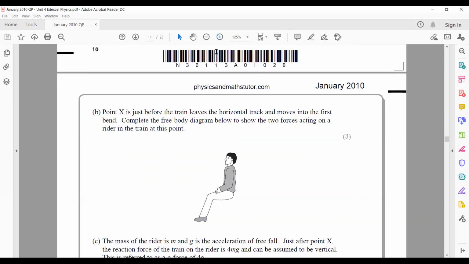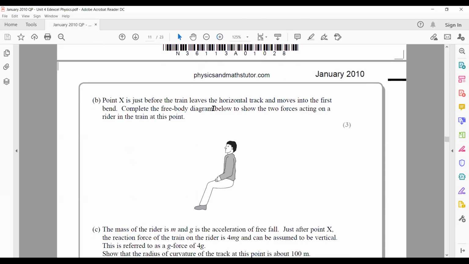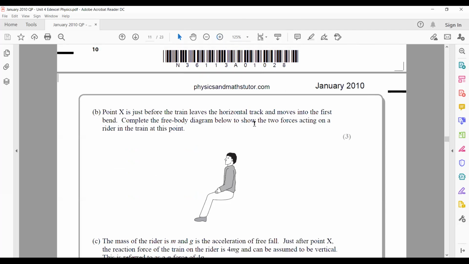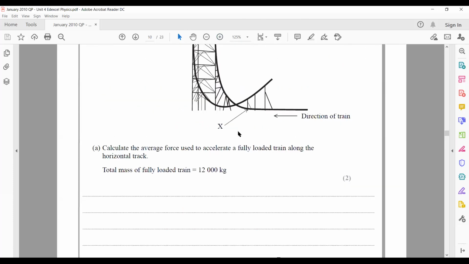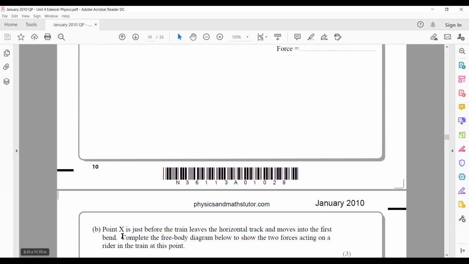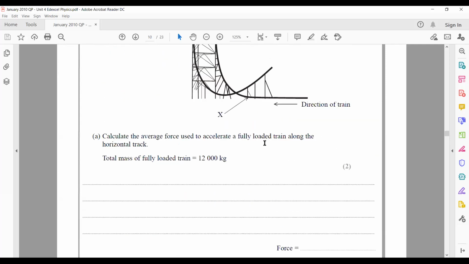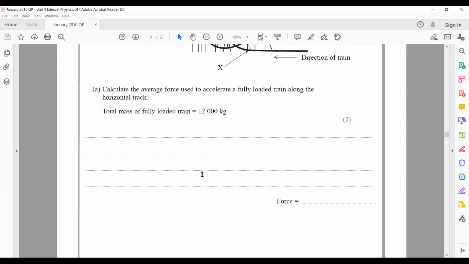Then point X is just before the train leaves the horizontal track, just the beginning, and moves into the first bend. Complete a free body force diagram to show the two forces acting on a rider at this point. So you can see here, point X is just before the train leaves the horizontal track and moves into the first bend. So this point.